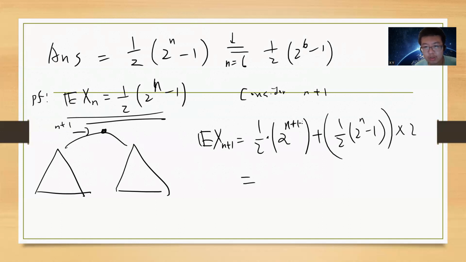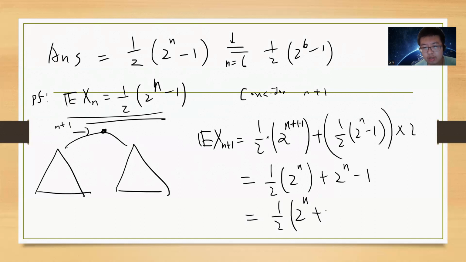Sorry, but this is plus 1 and minus 1. Because I already added a layer, so it should be 2 to the n plus 1 minus 1. Okay, so I get 1/2 2 to the n plus 2 to the n minus 1. Okay, so I get 1/2 2 to the n plus 2 to the n times 2 minus 1. Okay, so what will I get? What will I get? Okay, so I should get the, let's see. Did I miss something here?